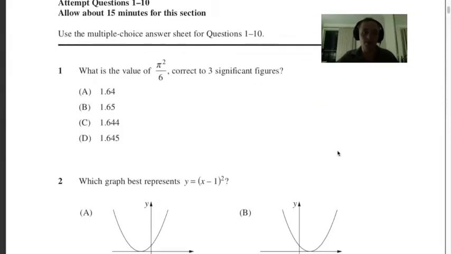Question number 1. What is the value of pi squared divided by 6, correct to 3 significant figures? This is quite an easy question. Let's just grab our calculators out. Pi squared divided by 6. We want 3 significant figures. Really, that means we want 3 digits. So let's not round to 3 decimal places. We want 3 digits total.